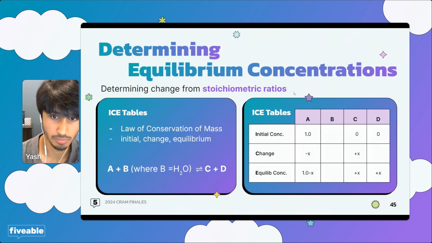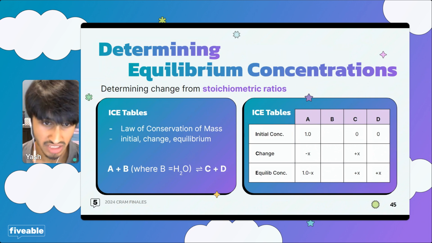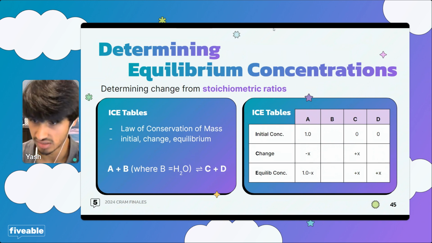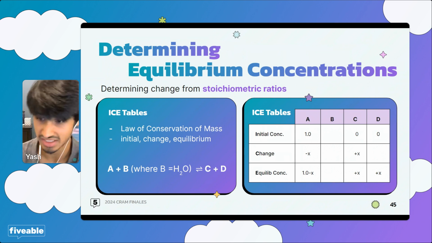All right. So this is an important concept in chemistry, the ice table. The ice table is basically just another way to state the law of conservation of mass, right? If you lose something, you have to gain something. Yes, ice tables are very important, especially for the FRQ.